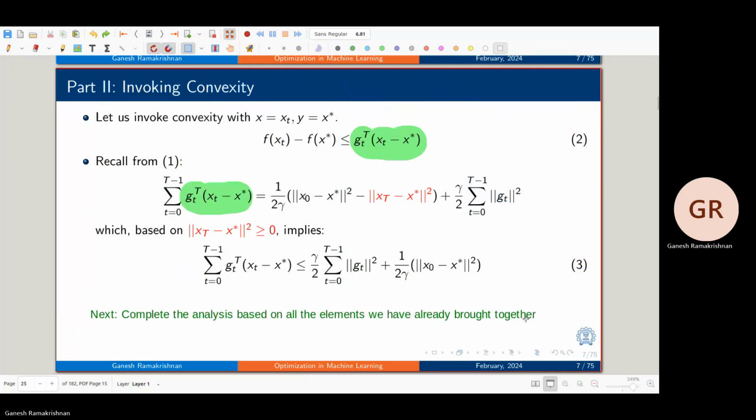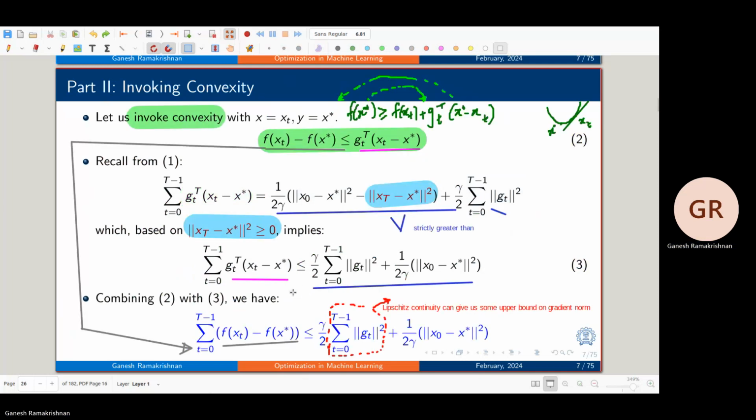Okay, so let's continue. Next, we'll complete the analysis based on the elements we have brought together so far, and we're going to focus on simplifying this a bit more. As I said, we'll combine 2 with 3. So 2 was basically the convex inequality. I have added it here, the convex inequality. And then the right-hand side is now simplified. So pretty much what I have written on the board is now coming up here.